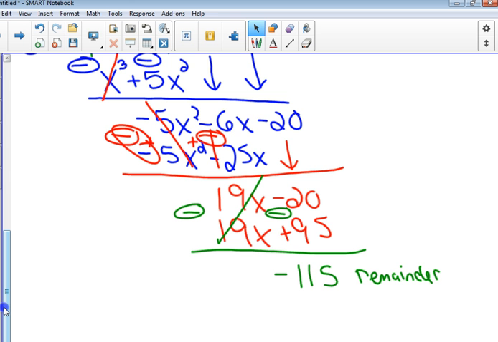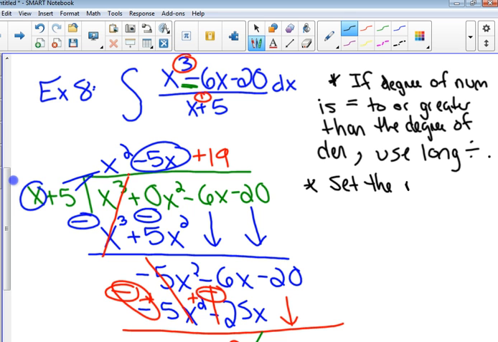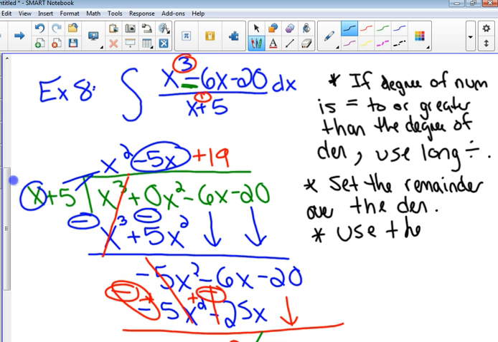So the reason why we do this is once you use your long division, that massive beast, we need to set the remainder over the denominator, and then we're going to use the other factor. What I mean by the other factor is this part right here, because technically those would be the two factors of this, and then we're going to integrate each.